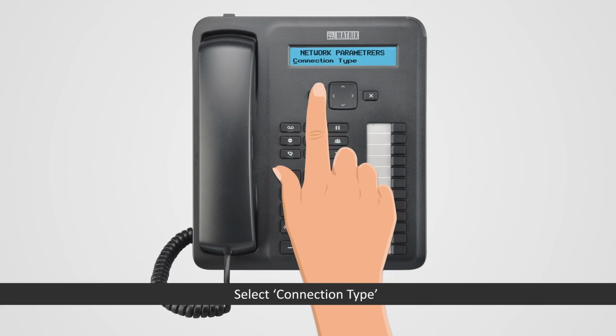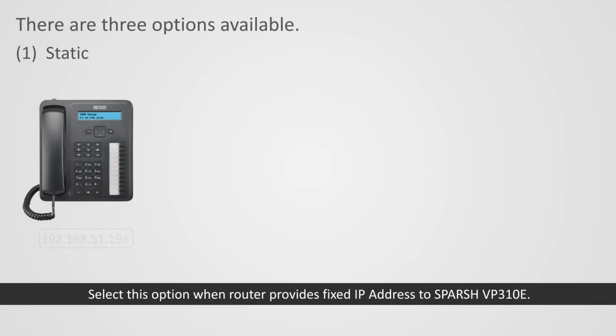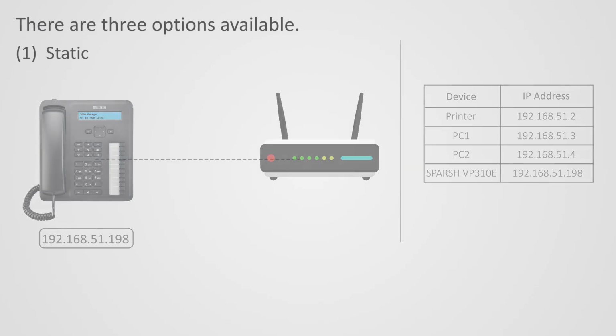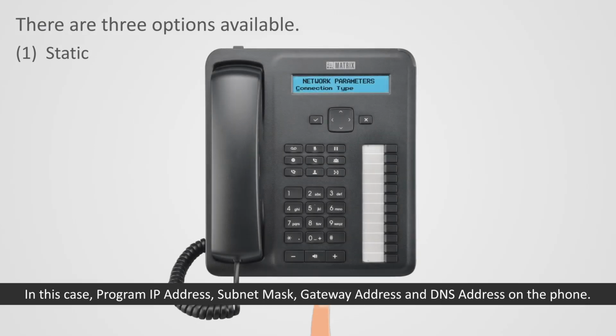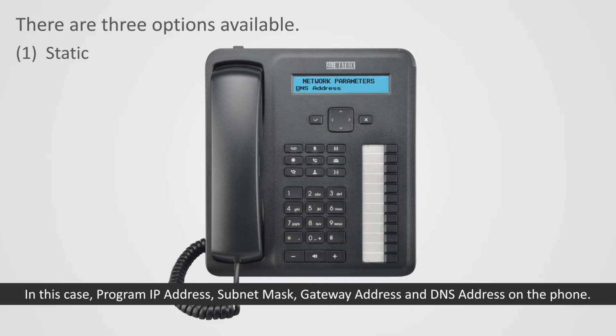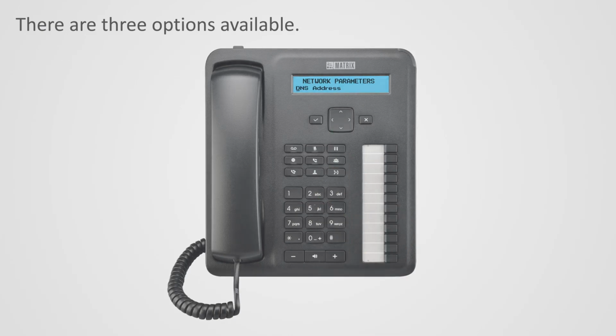Select connection type. There are 3 options available. First, static. Select this option when router provides fixed IP address to SPARSH VP310E. In this case, program IP address, subnet mask, gateway address and DNS address on the phone.